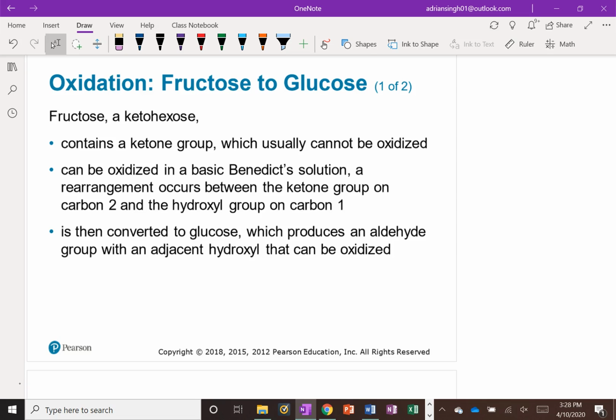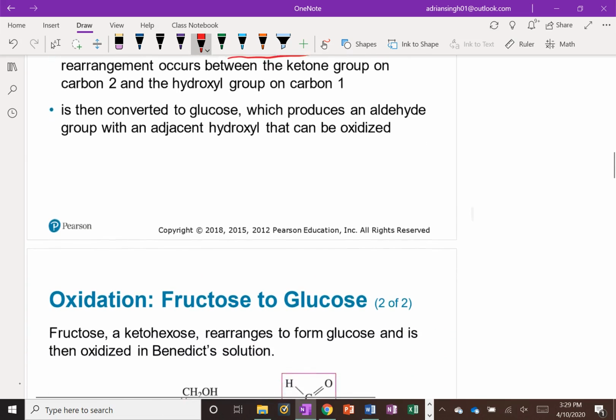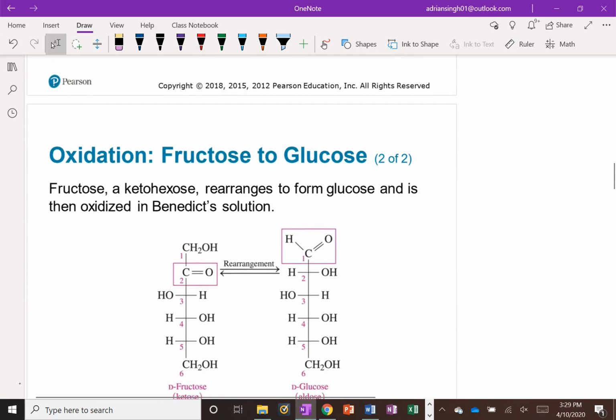In the case of fructose, which we know is a ketohexose, fructose contains a ketone group, which typically, as we saw in the previous chapter, cannot be oxidized. But when we have fructose in that Benedict solution, that ketone gets rearranged and actually forms an aldehyde, which can then become oxidized further. So fructose, even though it's a ketohexose, still gives you a positive result for Benedict's test.